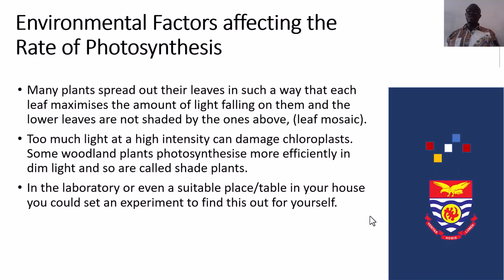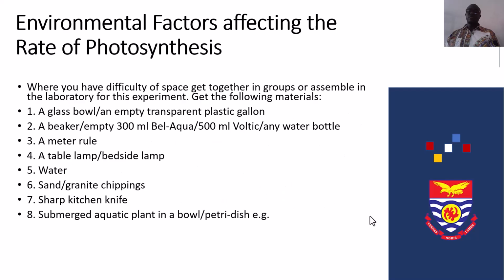Many plants spread out their leaves in such a way that each leaf maximizes the amount of light falling on it, and the lower leaves are not shaded by the ones above. That's leaf mosaic. Too much light at a high intensity can damage chloroplasts. Some woodland plants photosynthesize more efficiently in dim light and so are called shade plants. In the laboratory, or even at a suitable table in your house, you could set up an experiment to find this out for yourself.